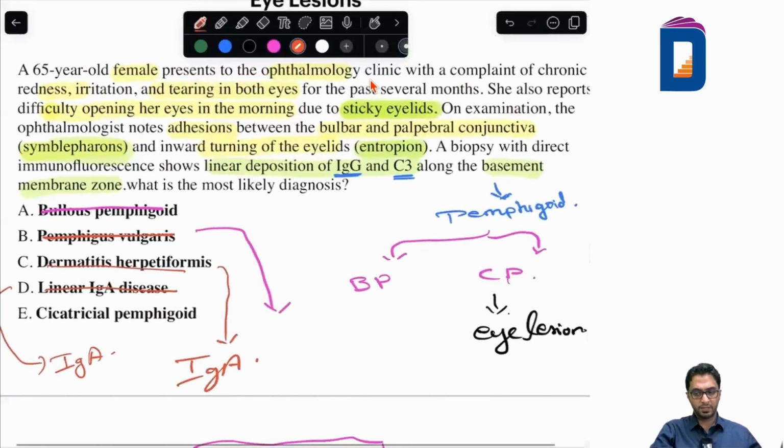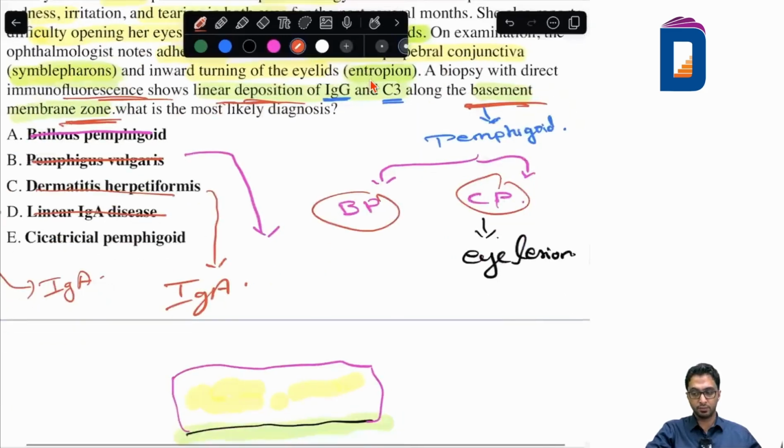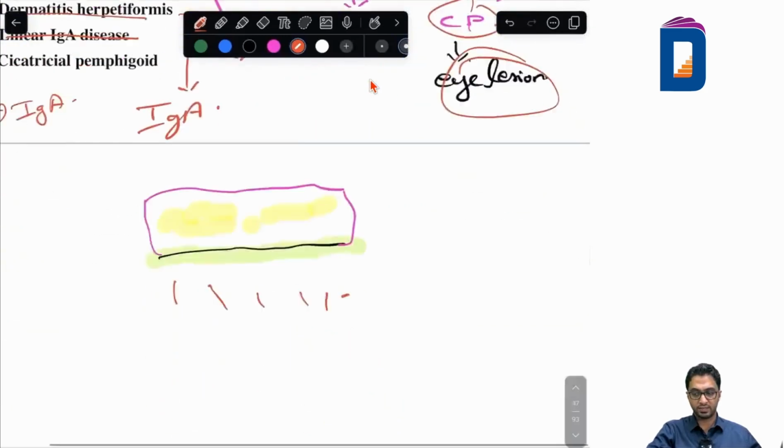So please note, you can't arrive at a particular answer connecting everything at one go. Find out what you can connect. So basement membrane zone immunofluorescence, basically immunofluorescence is a key for pemphigoid, which has two types, bullous and cicatricial. Cicatricial is more common with the eye lesions. Your answer is done.